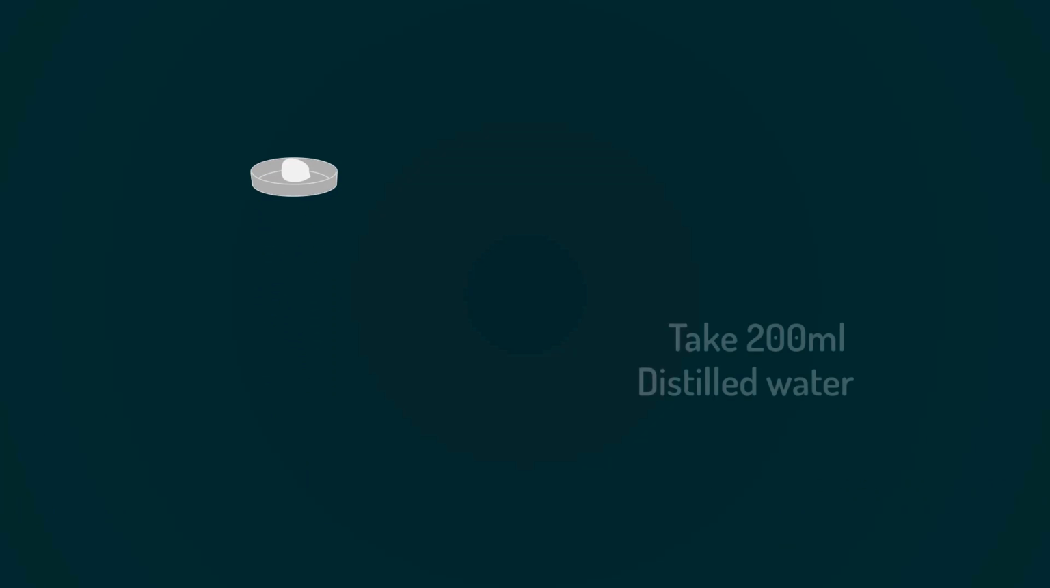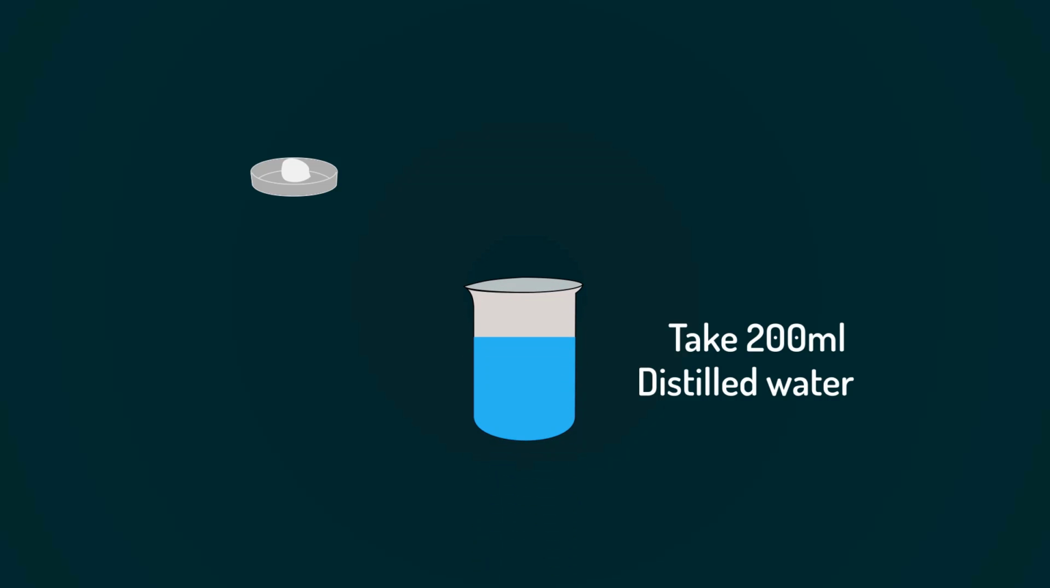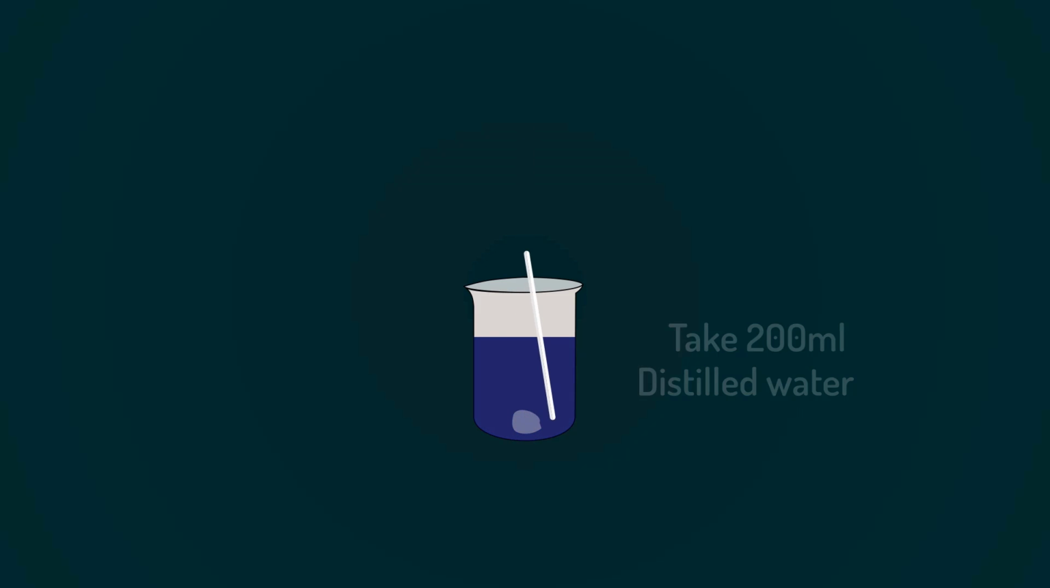Take 150 to 200 milliliters of distilled water into an empty beaker. Add the measured powder into the distilled water. Mix it with the help of a spatula.